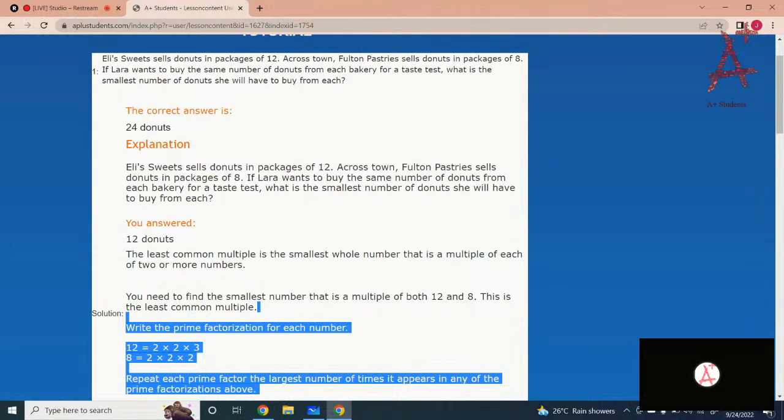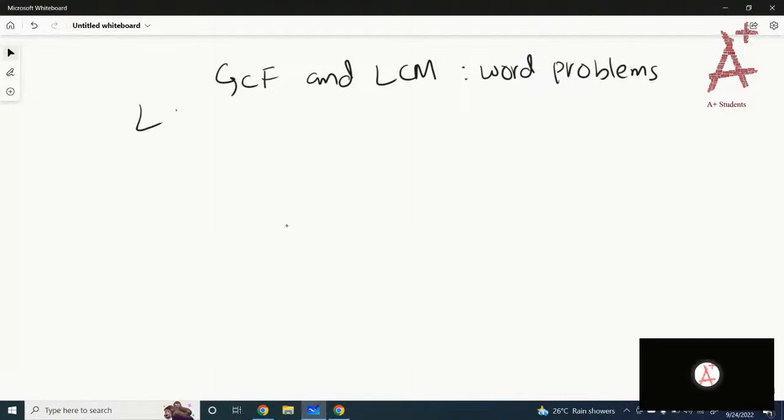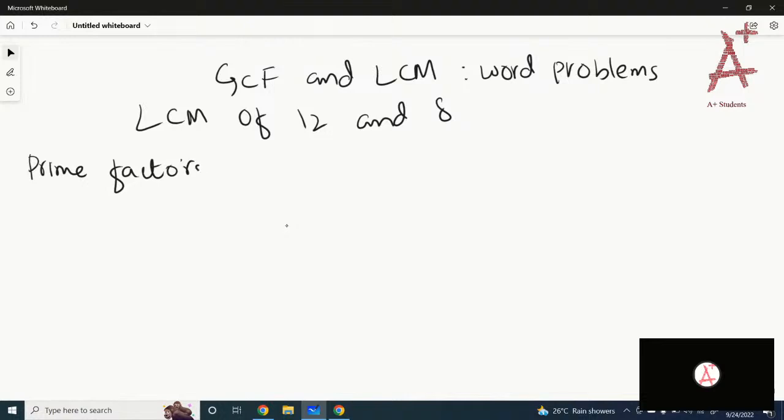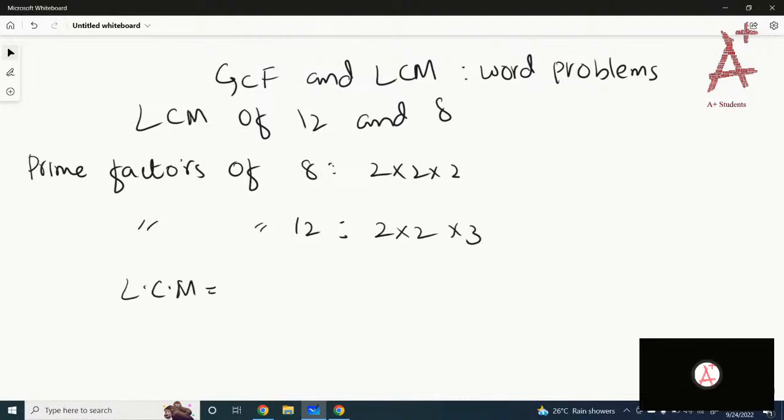Got it? So let's start finding the least common multiple of 12 and 8. So LCM of 12 and 8. Okay, so we have to write the prime factors of 8 and 12. Okay, so the prime factors of 8 are 2 times 2 times 2, and for 12 they are 2 times 2 times 3. So for the LCM, what you have to do is find the common multiples. The common multiples here are 2 times 2.